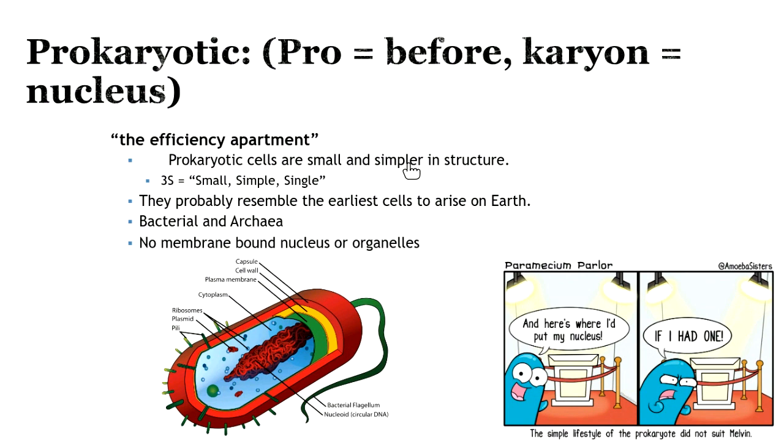and you'll see when I open up the next slide how much more complex a eukaryote is. So remember, small, simple, single. Now, the earliest life on Earth is thought to resemble prokaryotes. It's going to be just a single-celled organism with just the basics. Your archaea and your bacteria, those two domains and kingdoms fall into this. But one key thing is there's no membrane-bound nucleus or organelles.